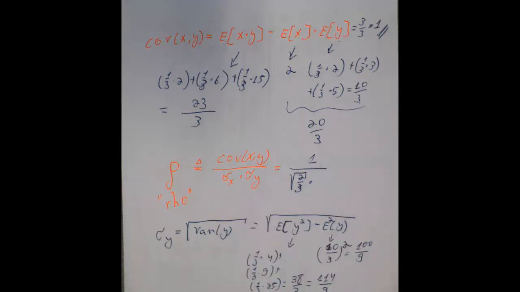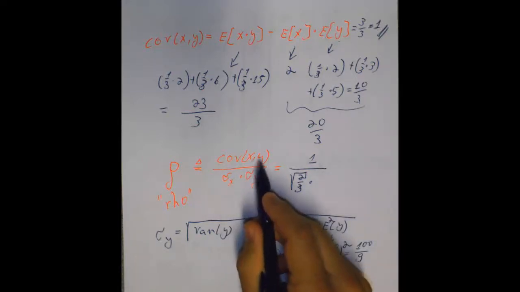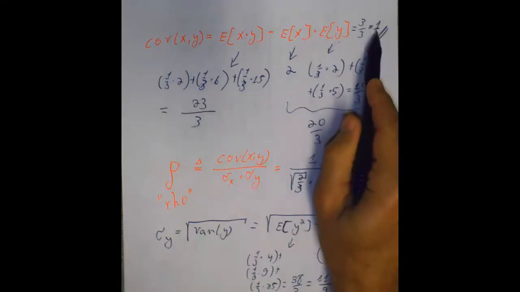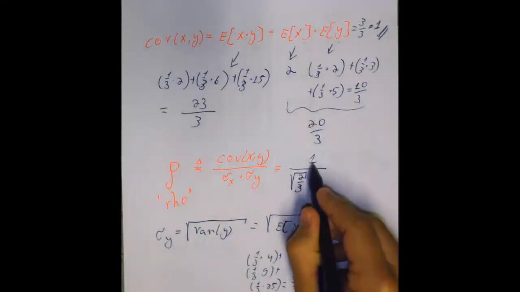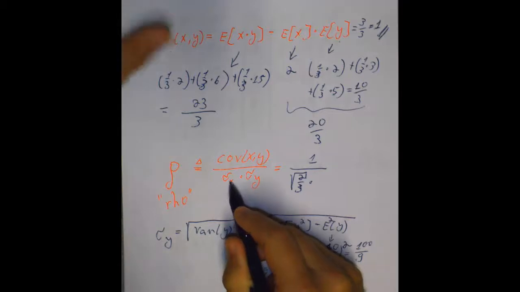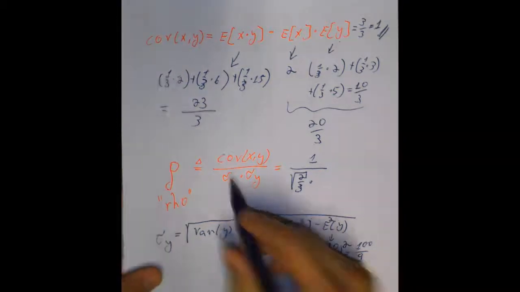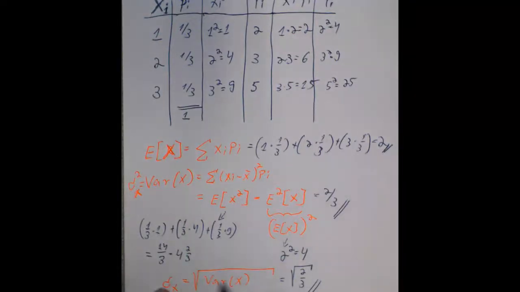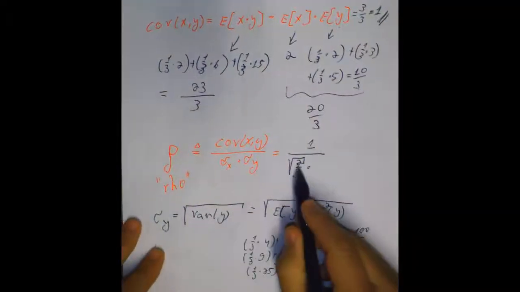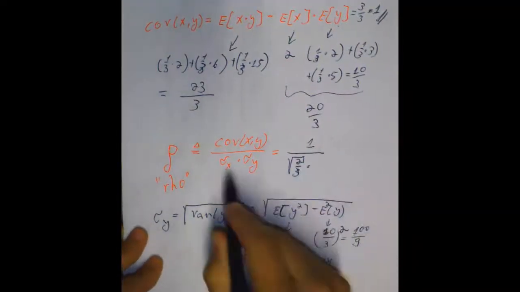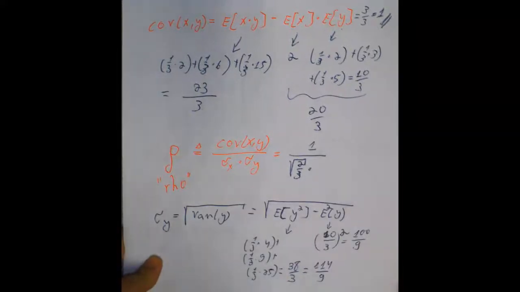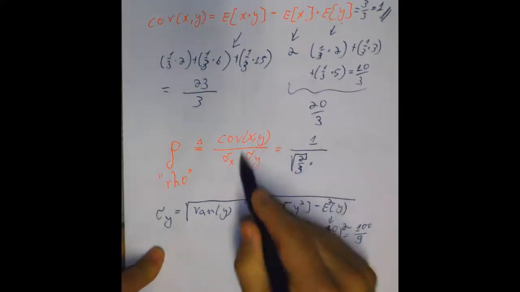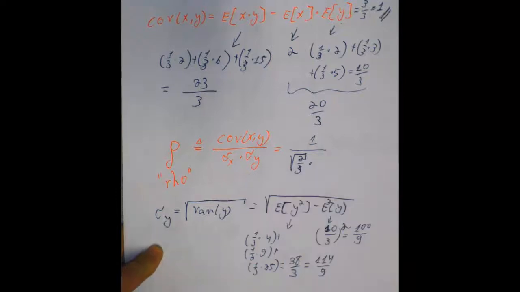Let's do that. Covariance between x and y, we already know that it's 1. So let's write in the numerator 1. Standard deviation of x, this is something that we already found. Let's see that. Here it is. Standard deviation of x at the bottom is equal to the square root of 2/3. So let's record that over here. Square root of 2/3, this is sigma x. What we still haven't found yet is the standard deviation of y. So let's quickly do that.